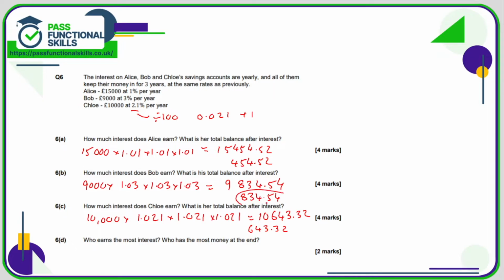So who earns the most interest? Well, that is going to be Bob. And who has the most money at the end? 10,643, 15,454. So Alice is going to have the most money at the end.